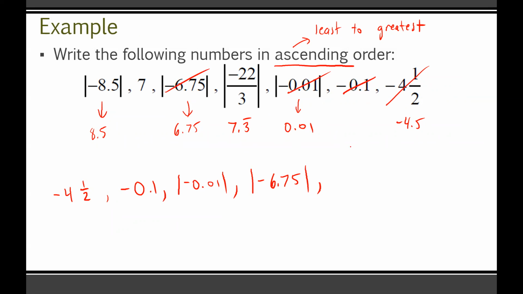Then the next one is going to be 7. Gone. And then the next one, absolute value of negative 22 over 3. That one's gone. And then the last one, absolute value of negative 8.5. So there it is. Least to greatest, the smallest number to the biggest number. That's about all there is to it.